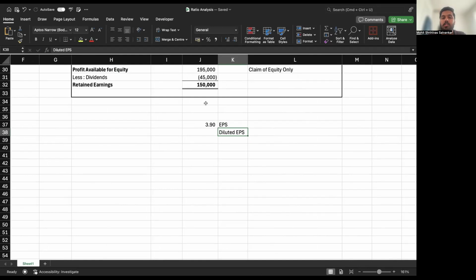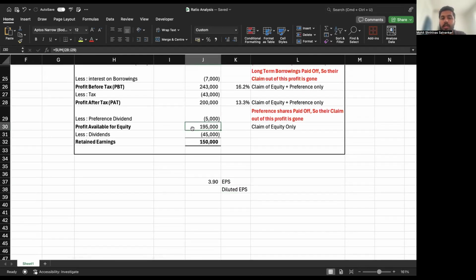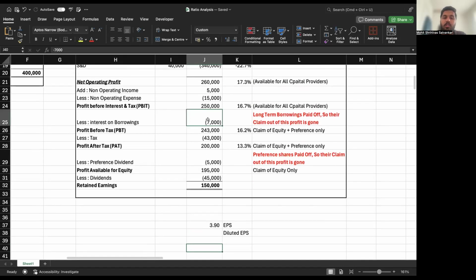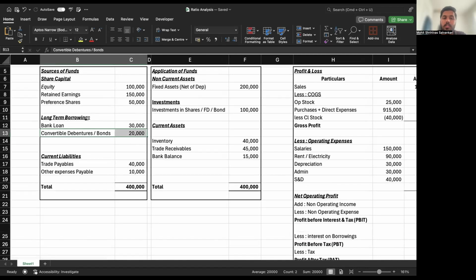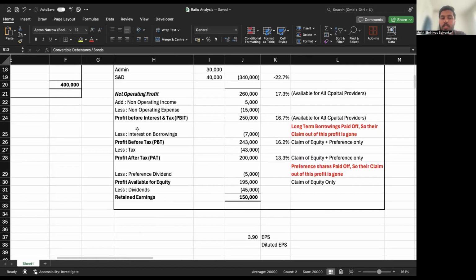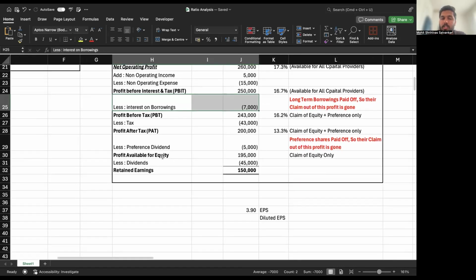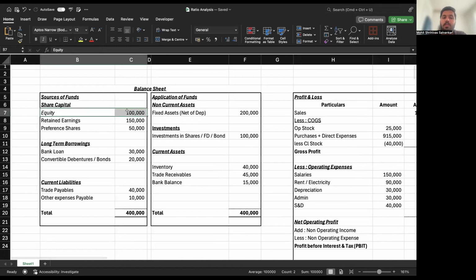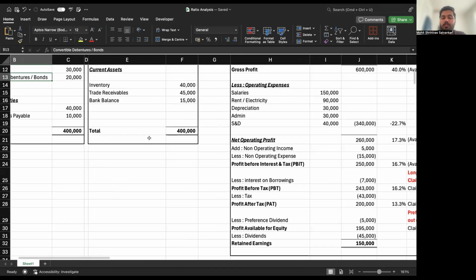What does that mean? It means we take this profit and we adjust it so that we remove this interest, because once this debt gets converted into equity, you don't have to pay interest to them. So the interest saving that you make is adjusted in this profit. Then, since your interest will go off, you will have to pay more tax. So that tax is adjusted in this profit, and your equity shares will increase. When this debt gets converted into equity, your number of shares will increase.